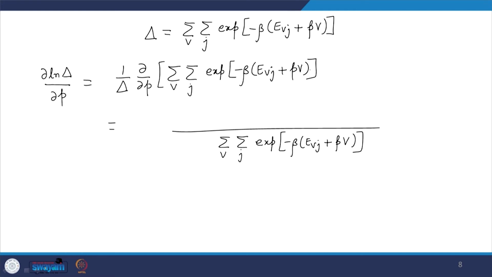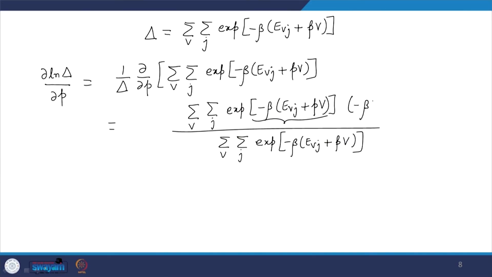And then I am taking a derivative with respect to P. So, you will have summation of V summation of J exponential of minus beta EVJ plus PV multiplied with the derivative of this quantity with respect to the pressure, that is minus beta multiplied with the volume, and therefore, we pretty much get the result as earlier.